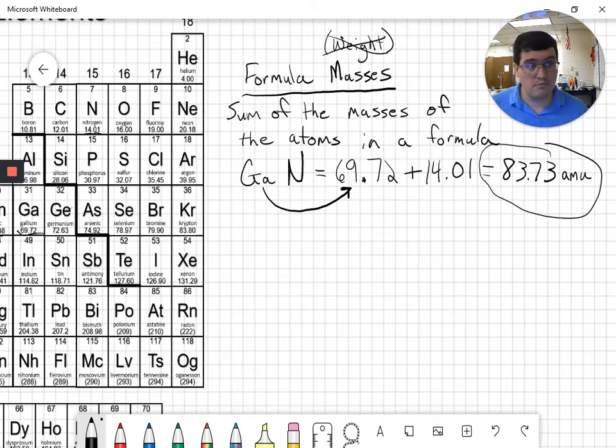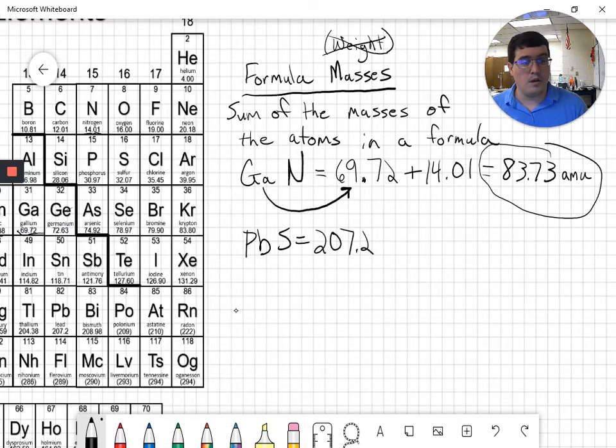So now you try one. I'm going to give you one. We're going to do lead 2 sulfide. If you're going to try it out, pause right here. Great. Hopefully you looked over here and you saw that lead is 207.2. 0.20 actually, but we'll leave off the 0 for now. Sulfur is 32.07. And so when I add those two together, I get 239.27 AMUs.